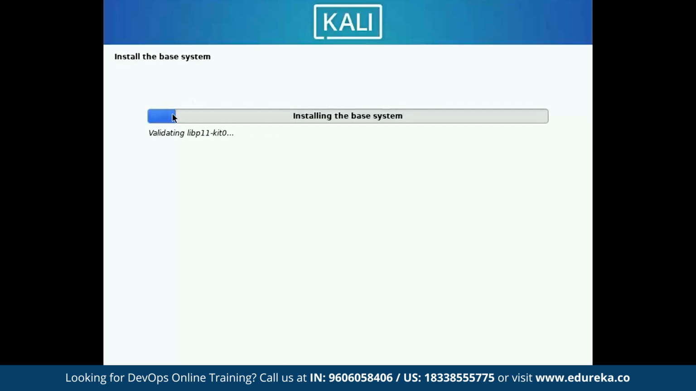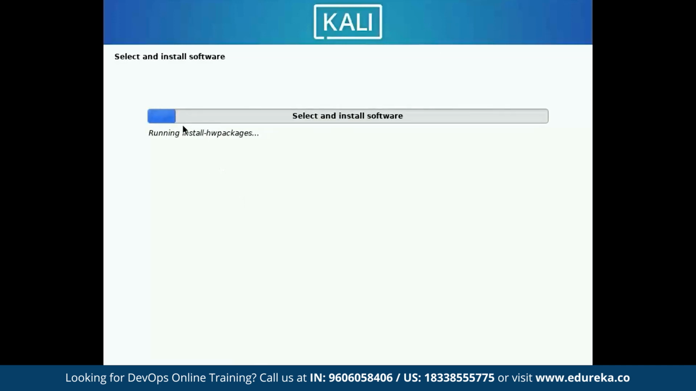Now this is basically installing the system. So all that you have to do, let's say the grub has been installed already. So this is basically installing the base of the Kali Linux system. And in a while, you'll basically see Kali Linux has been completely installed into your system.